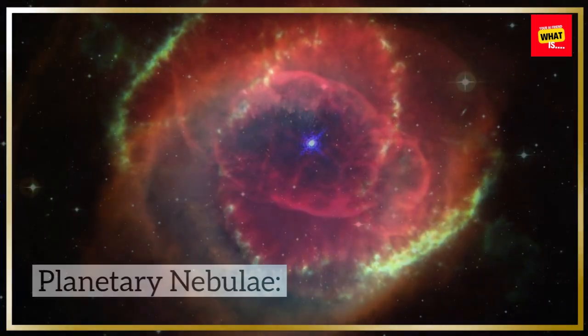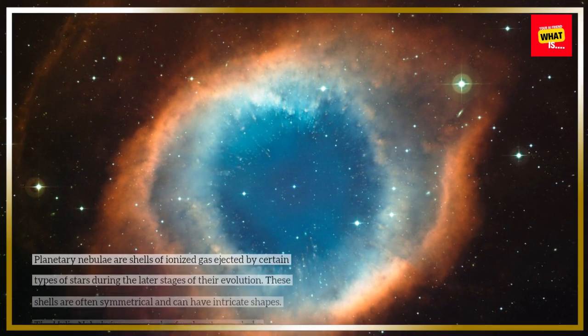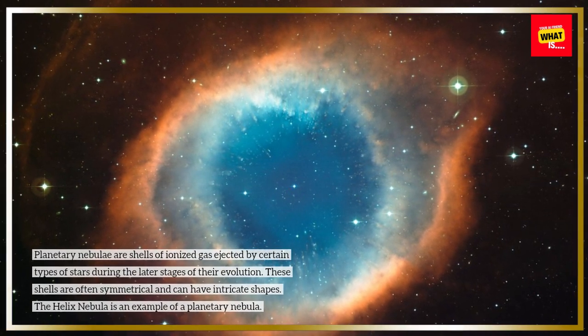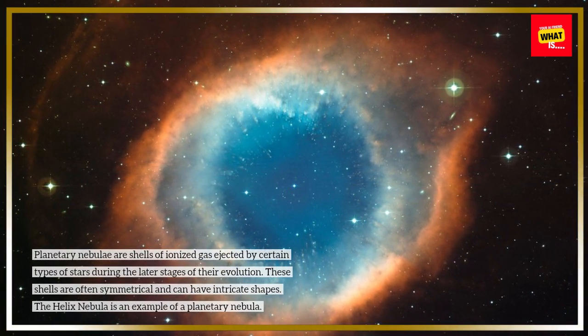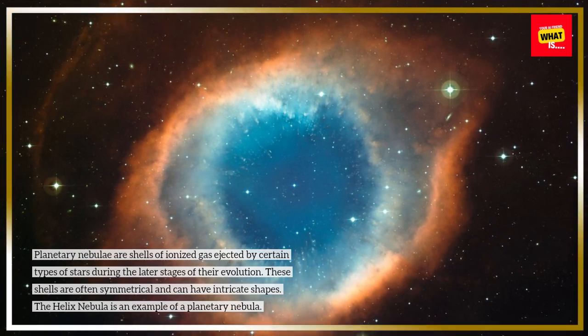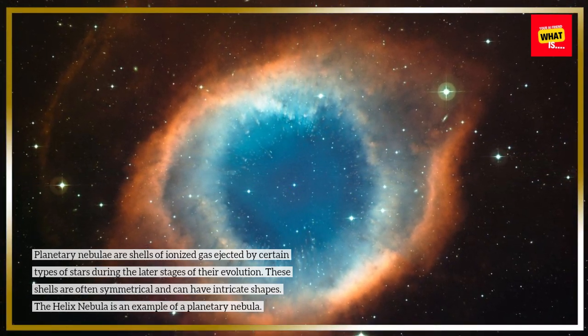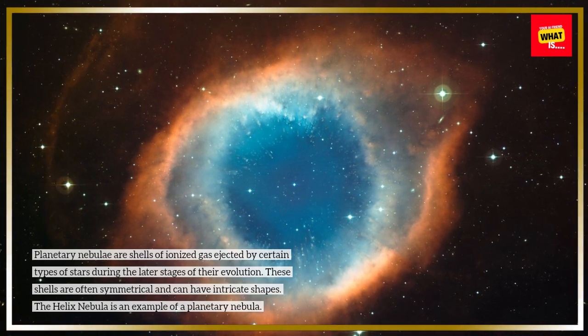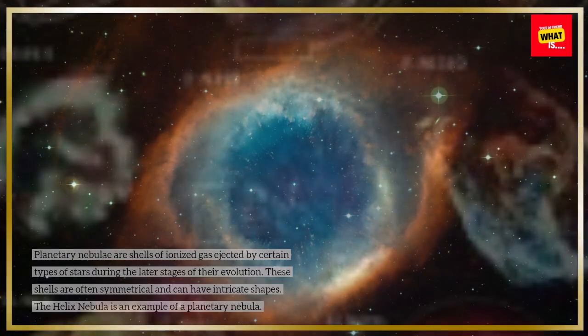Planetary nebulae. Planetary nebulae are shells of ionized gas ejected by certain types of stars during the later stages of their evolution. These shells are often symmetrical and can have intricate shapes. The Helix Nebula is an example of a planetary nebula.